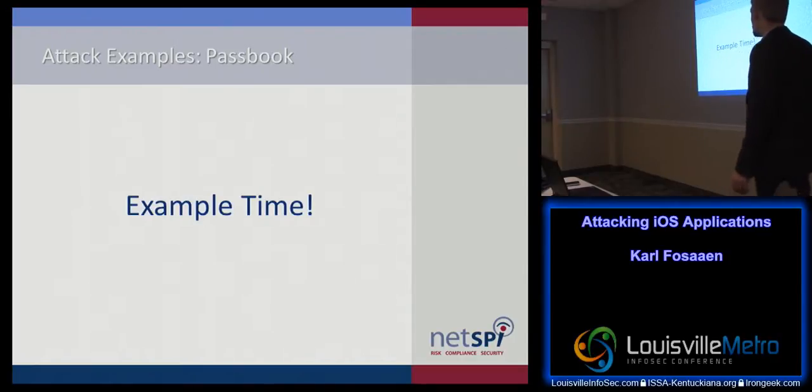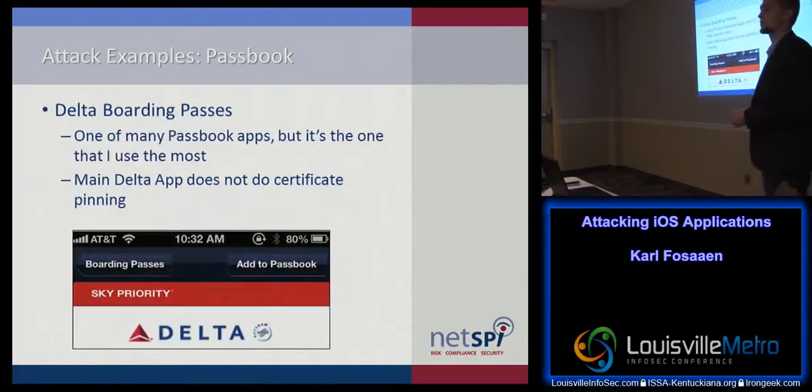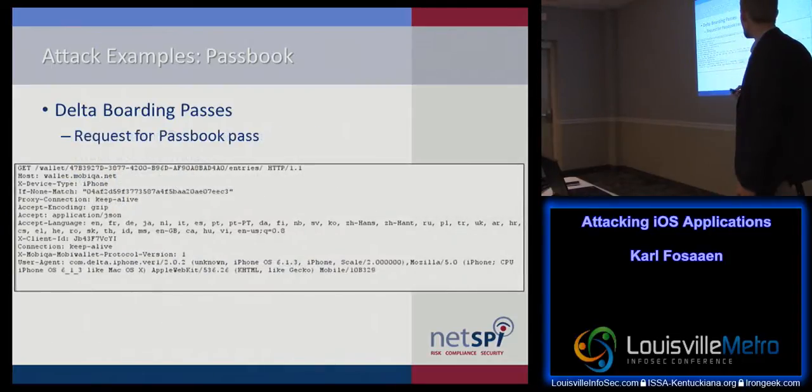So, example time. Like I said, I fly Delta. I'm flying out of Minneapolis, so I'm primarily flying Delta out of there. It's one of many Passbook apps, but it's probably the one that I use the most. The main app does not do CertPinning. I just validated this a couple of days ago, even with the latest update. They're still not doing CertPinning, but they do request Passbook passes. They handle all of their Passbook passes through a third party called mobiqa.net. It goes to wallet.mobiqa.net.